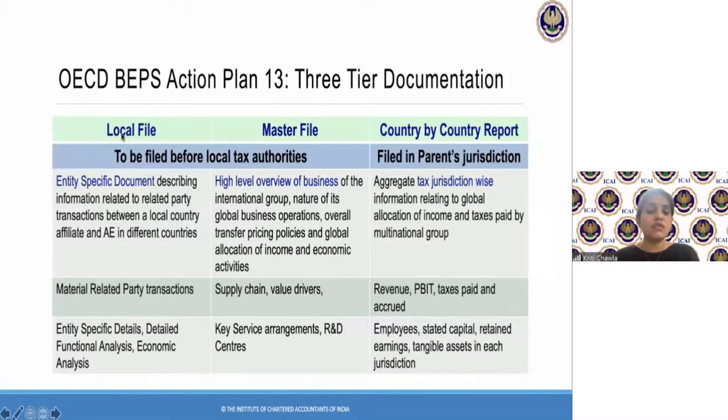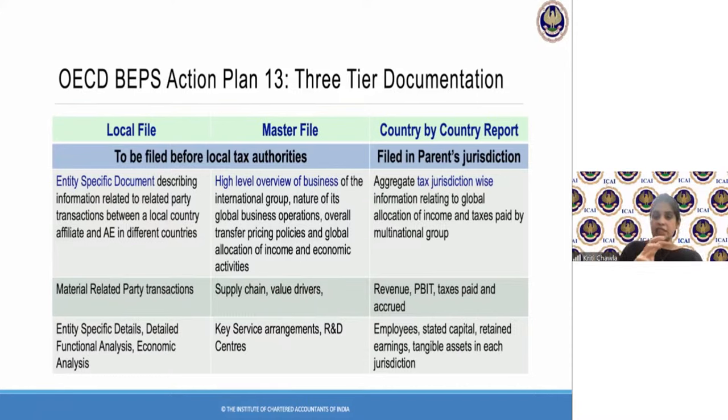If you look at the local file and the master file, these have to be filed before the local tax authorities. So in our example, there is a local file, and then there is something called a master file. Now, the local file, as I mentioned, is the TP study and Form 3CEB. So India will actually file a local file. The Indian company will file Form 3CEB and the TP study with the Indian tax authorities.